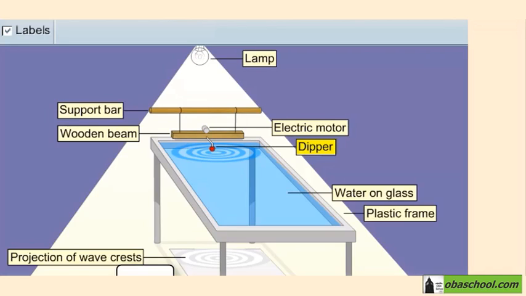So, when the dipper is removed and the wooden beam is lowered to touch the water surface, straight waves, that are also known as plane waves, will move across the water surface. Consequently, we will not have circular waves. In the following slides, we will see the difference between plane and circular waves. The lamp here projects a picture of the moving waves onto the piece of paper under the ripple tank, and the crests of the waves appear as white lines.